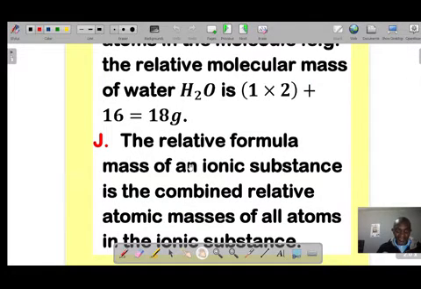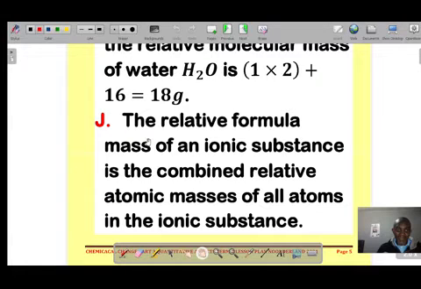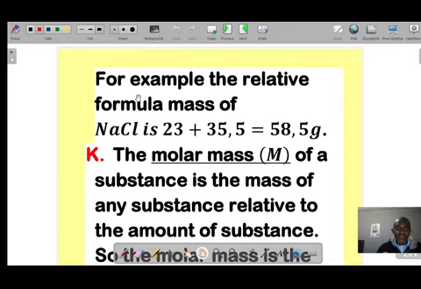Anyway, now the relative formula mass of an ionic substance is the combined relative atomic masses of all atoms in the ionic substance. I repeat, the relative formula mass of an ionic substance is the combined relative atomic masses of all atoms in the ionic substance, as you're going to see in the calculations shortly. For example, the relative formula mass of sodium chloride, which is NaCl, is 23 plus 35.5, which gives us 58.5 grams. So this is the relative formula mass of sodium chloride.